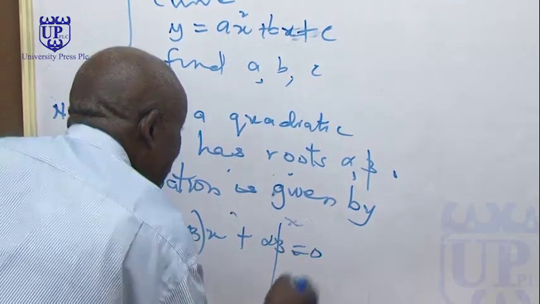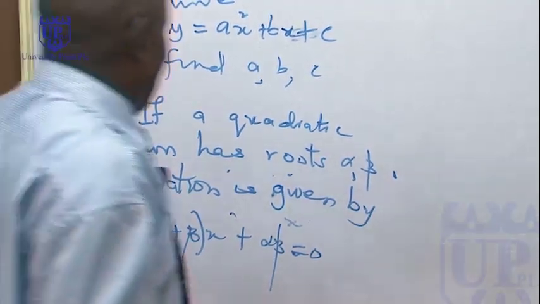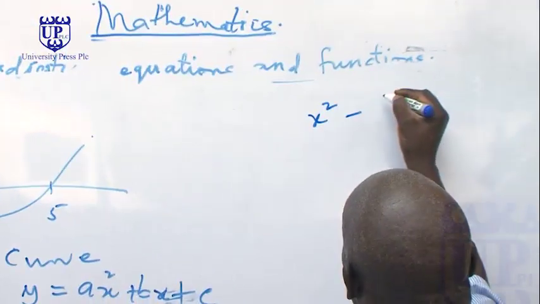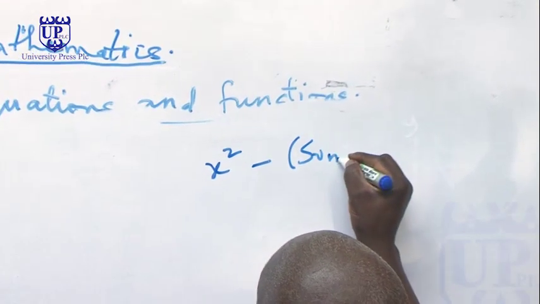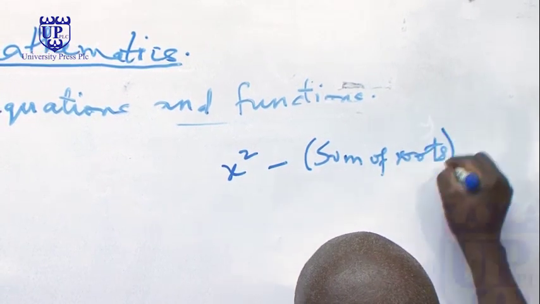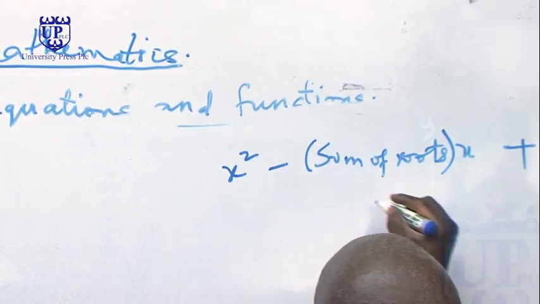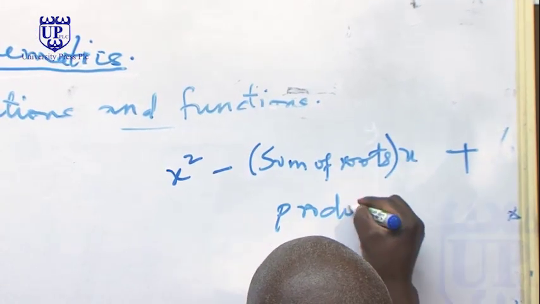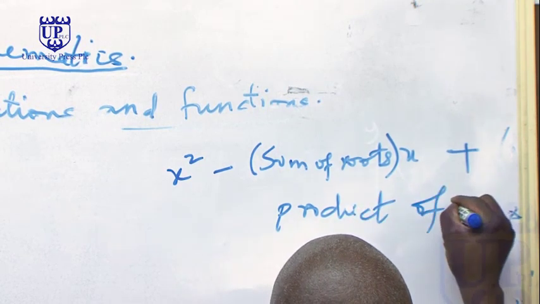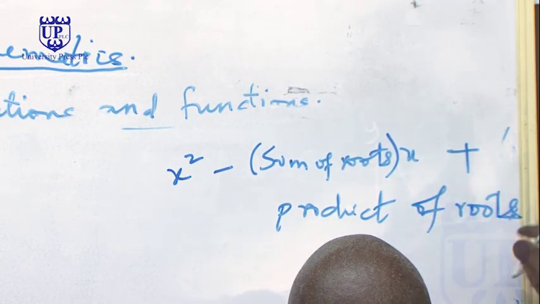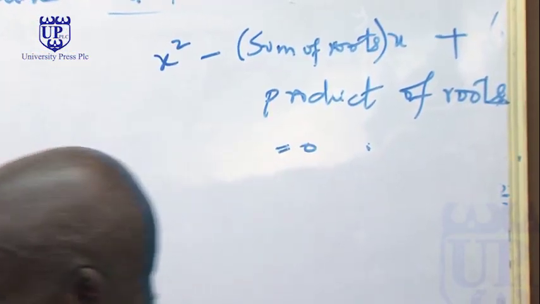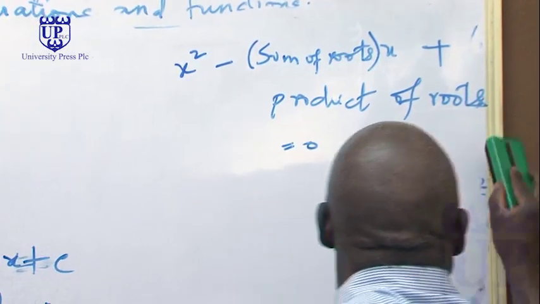I will write it in layman's language. That is, the equation is x raised to power 2 minus, in brackets, sum of roots, multiplied by x, plus product of roots, and everything equals 0. This is what I'm saying.